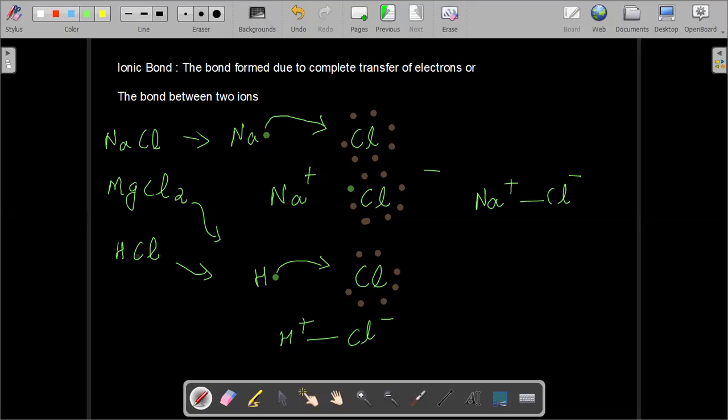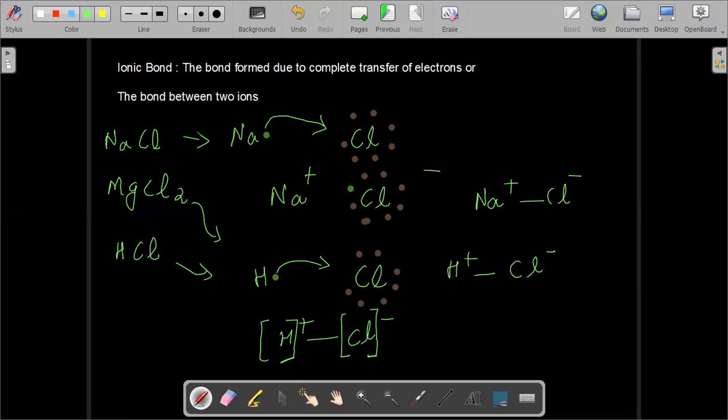Sir, are we supposed to write chlorine in brackets? Yeah, if you are writing it in the ionic form, you write it with the bracket, Cl minus 1. But it's not necessary. You can write it without the square brackets. You can write it this way also: H plus Cl minus. No effect.